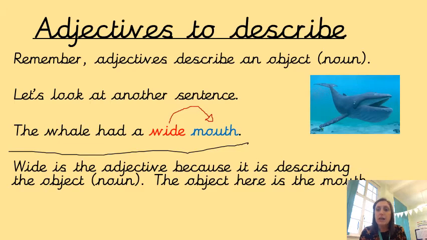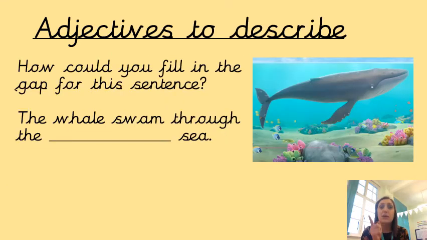Let's move on. Now it is your turn. We've done some examples and I want you to be writing me a sentence. There's a sentence on this slide to do, and then there'll be another sentence. This question asks, how could you fill in the gap for this sentence? It says, the whale swam through the something sea. Have a look at that picture. What does that sea look like? Oh, that's a lovely picture. I'd quite like to be there. So the whale swam through the something sea.